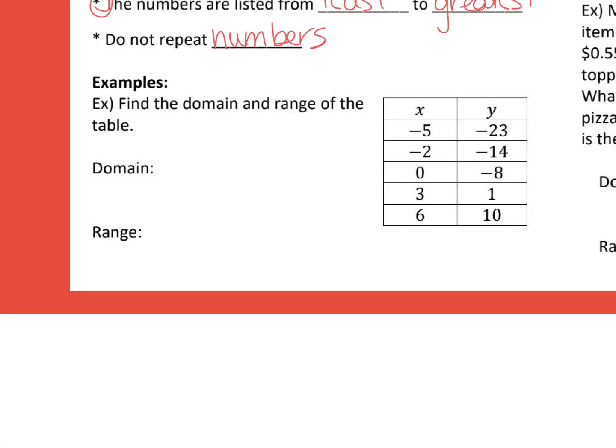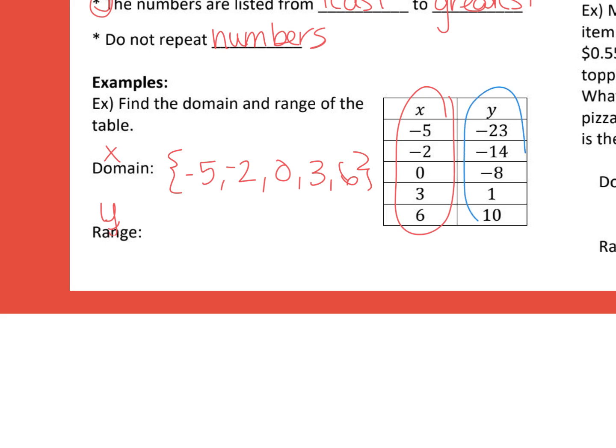So here's an example. We have a table here. So domain, remember domain is x, range is y. We use these little braces. If you can't draw it exactly like that, just draw a squiggle. And from least to greatest, our x values, -5, -2, 0, 3, and 6. Just making a list of those. Our range is our y values, -23, -14, -8, 1, and 10.